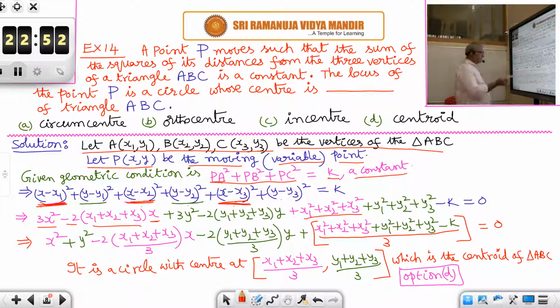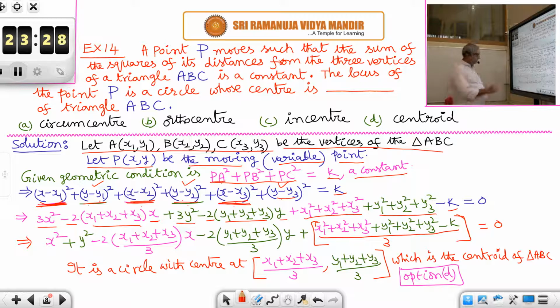Now take the y terms. There are also three y terms. So y square plus y square plus y square, 3y square you get. Here minus 2y1y, here minus 2y2y, here minus 2y3y. So you take minus 2y common, and in the bracket y1 plus y2 plus y3. Next constants: y1 square plus y2 square plus y3 square I have written at the end. This K on the right side I have brought to the left side. So this constant you put in a bracket in the next step.